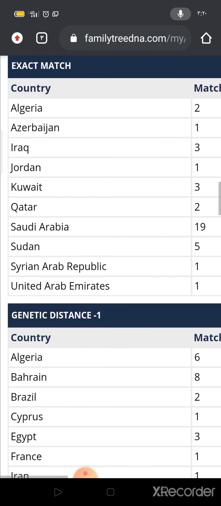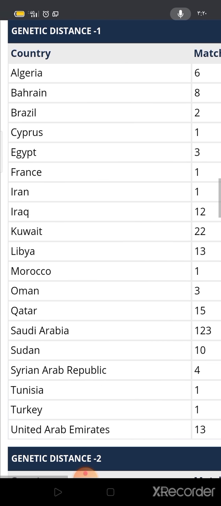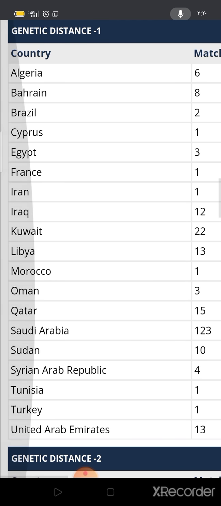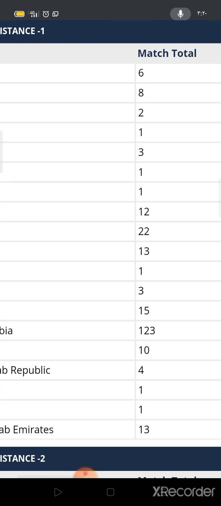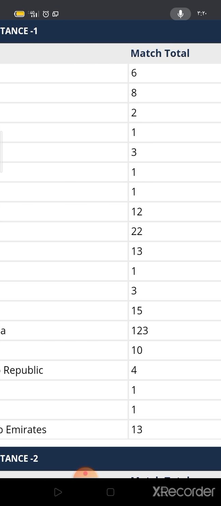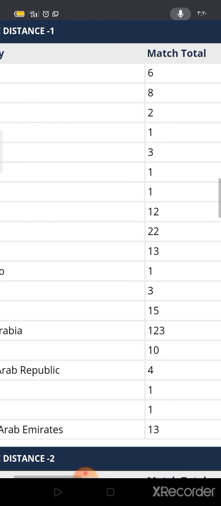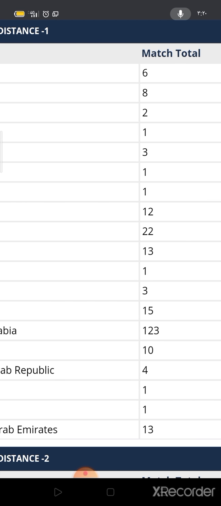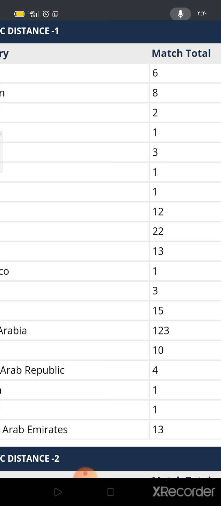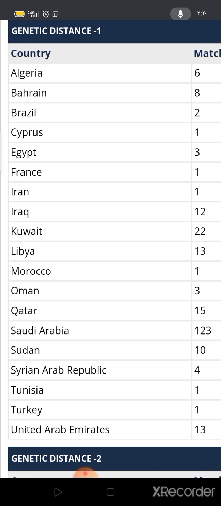Okay, and genetic distance 1. I have 123 matches from Saudi Arabia. Then I have 22 from Kuwait. Then I have 13 from the United Arab Emirates. And the same 13 from Libya. Then I also have 15 from Qatar, okay. Then I have 10 from Sudan, my country.